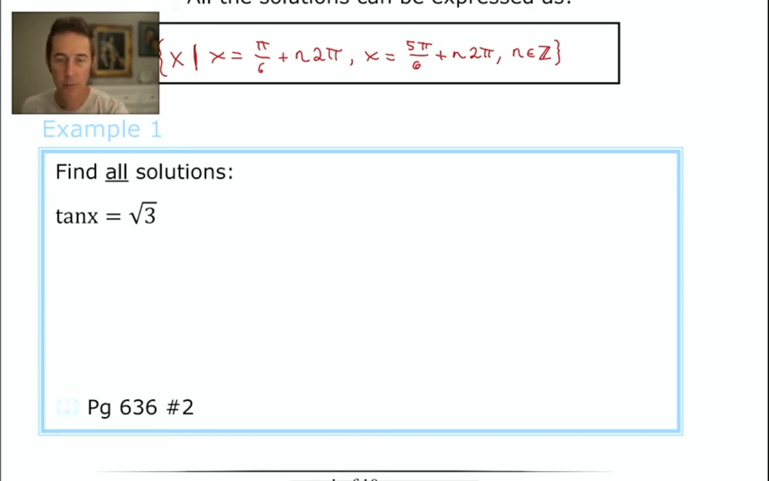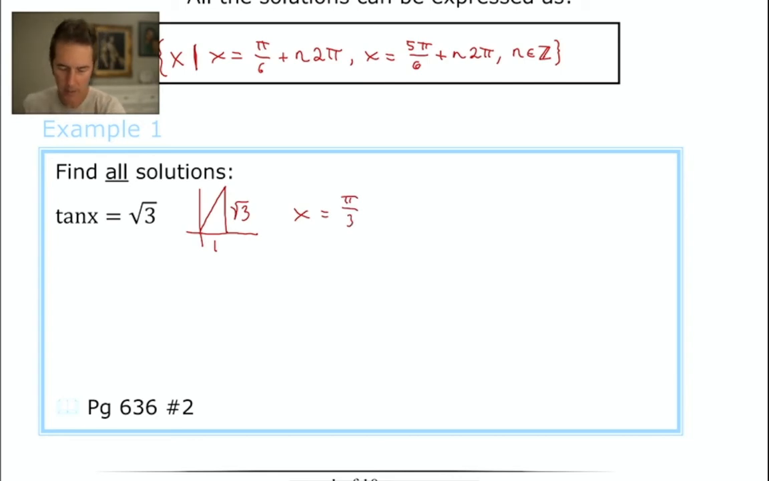Now the tangent problem is a little bit different because the period of the tangent function is pi instead of 2 pi. So we'll be using probably integer multiples of pi instead of 2 pi. And let's see, in the first quadrant, how do I get tangent to equal square root of 3? I think I need opposite over adjacent to be root 3 over 1, which means that that theta value or x value in this case is going to be pi over 3.